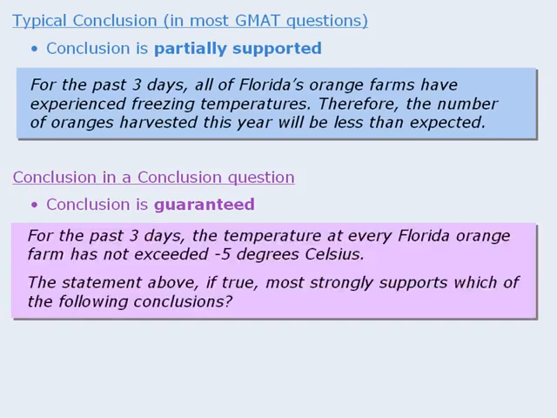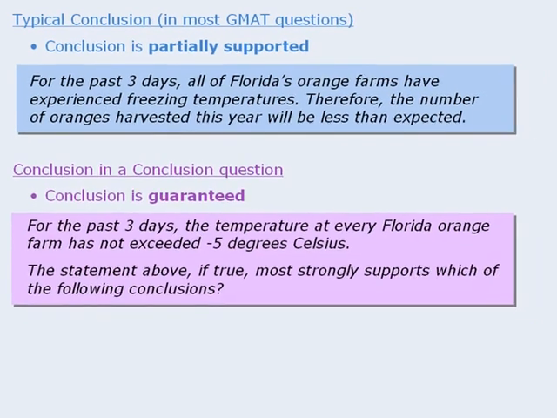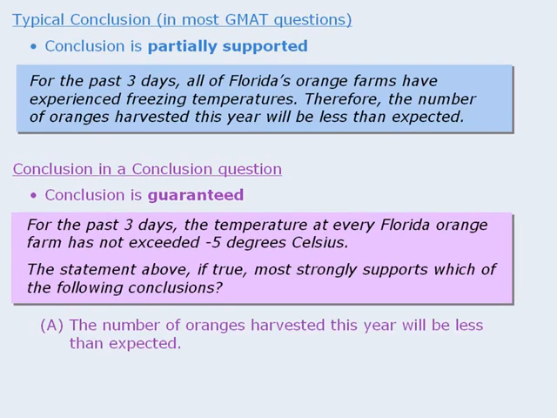Consider this example. For the past 3 days, the temperature at every Florida orange farm has not exceeded -5 degrees Celsius. The statement above, if true, most strongly supports which of the following conclusions? So given this information, what's a possible conclusion here? Well, what about the number of oranges harvested this year will be less than expected? Can we conclude this with 100% certainty? No, we cannot. So this would not be the correct answer choice.